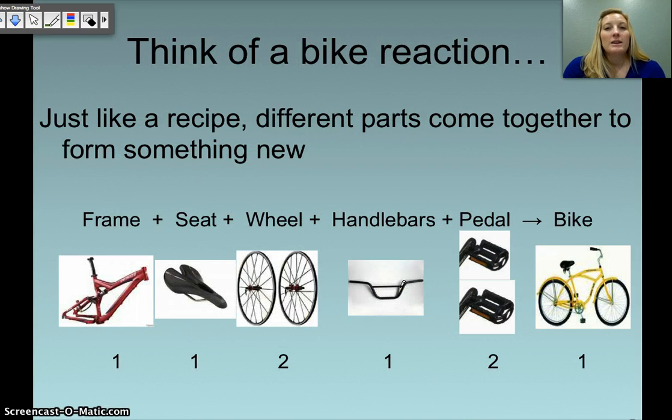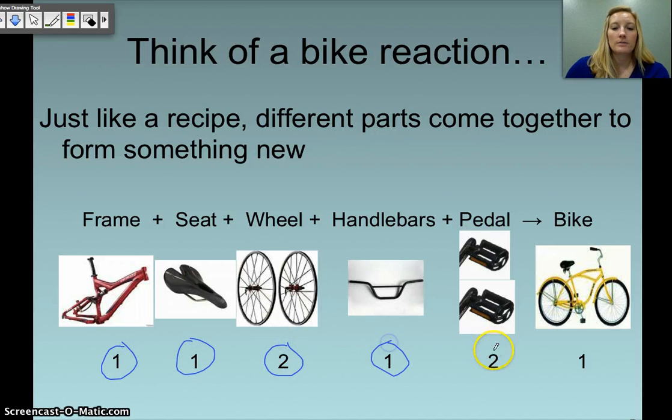If you think of this in something real concrete, like a bike reaction, you put together a bunch of different ingredients or parts. To put together a bike, we need 1 frame, 1 seat on most bikes, 2 wheels on most bikes, and 1 handlebar set, plus 2 pedals. These are all just ratios of how many of each part goes into that 1 bike. There's 2 pedals for every 1 bike. There's one handlebar for every 1 bike.